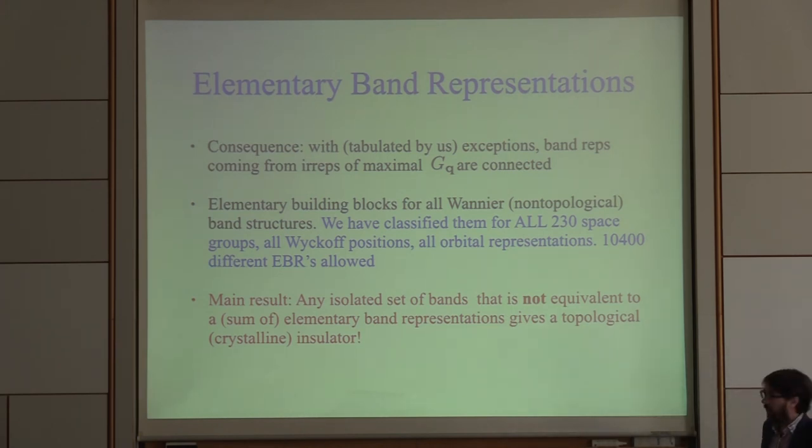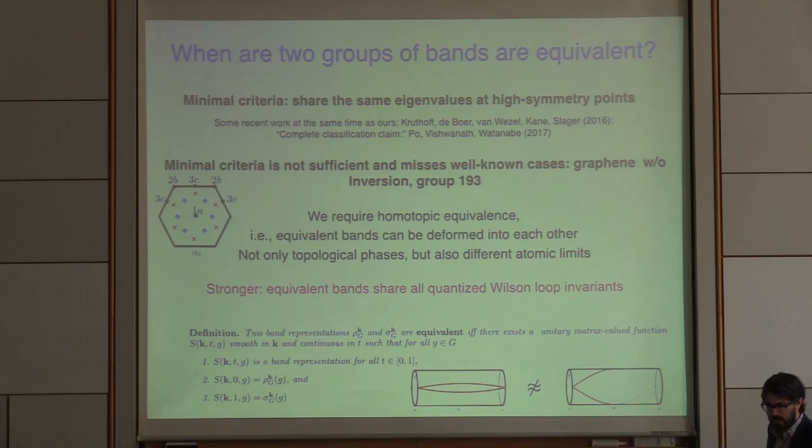Okay, so now the main result is that any isolated set of bands that is not part of these 10,400 elementary band representations, or any linear combination of them, gives you a topological insulator. There have been other classifications, especially these two works, and I want to point out something missing in these classifications. There's even a complete classification claim.